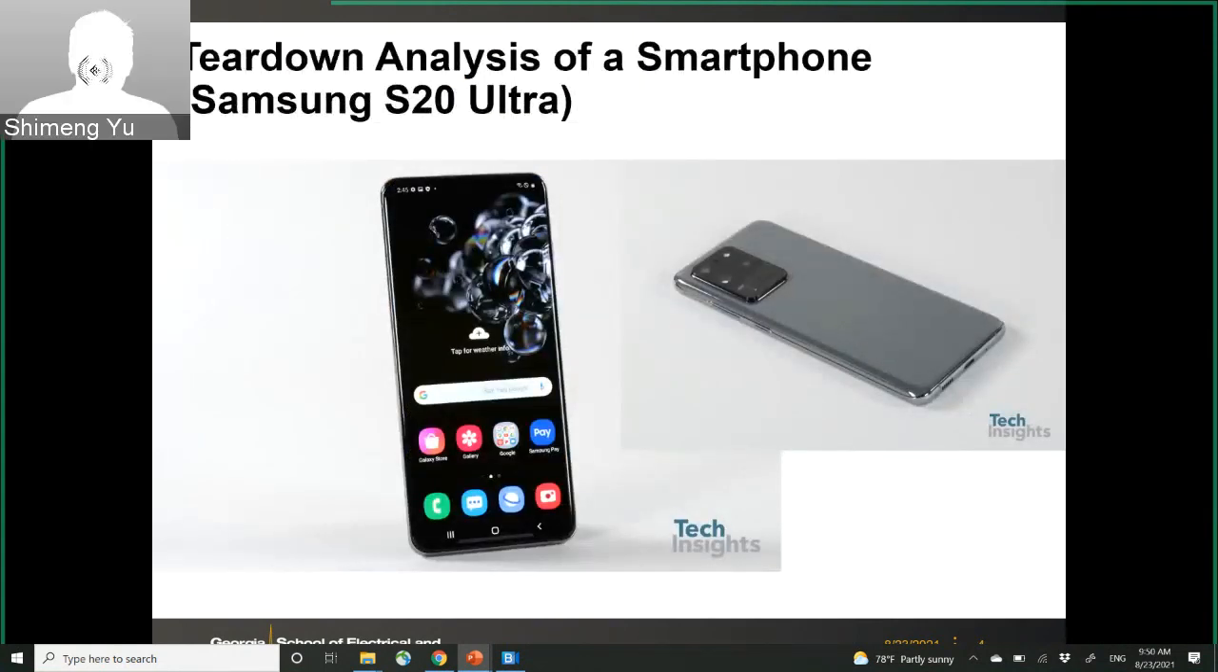All right, so let's have a teardown analysis of a smartphone. You are using those kinds of smartphones in your daily life. Here we use an example from the Samsung S20 Ultra. So this is the smartphone, and we want to tear it down. Here we are citing the analysis from TechInsights, which is a company specialized in reverse engineering.